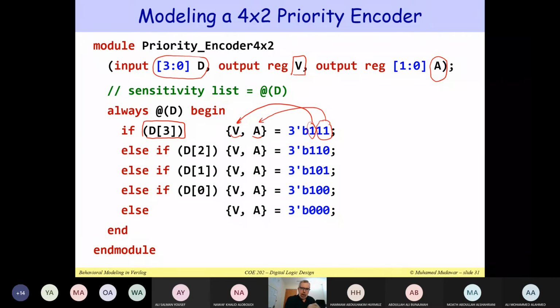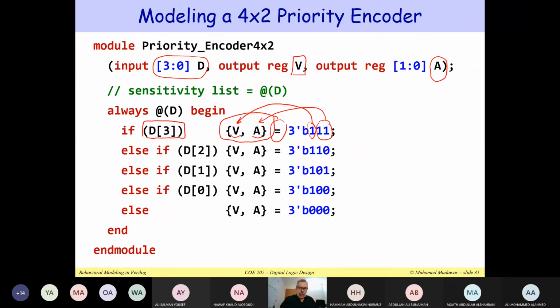So this is V, and this is A. Okay. So we are doing two assignments in one. Notice that I'm using here the concatenation operator to concatenate V with A. So we are assigning 1 bit to V and 2 bits to A. And we are doing these two assignments in one using the concatenation operator. This is very useful and very powerful in Verilog, that you can assign to more than one output at the same time. Notice that this assignment is procedural. It's not a continuous assignment. This is a procedural assignment, which is done inside the always statement.